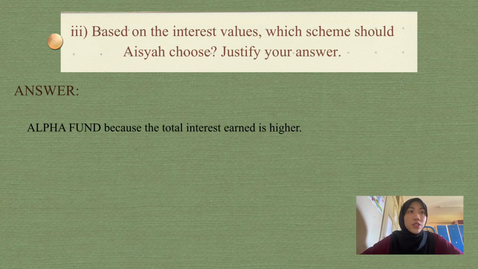Question 3. Based on the interest values, which scheme should Aisha choose? Justify your answer. From the previous question, we know Alpha Fund gives her a higher total interest, so the answer complete with the justification is Alpha Fund because the total interest earned is higher.